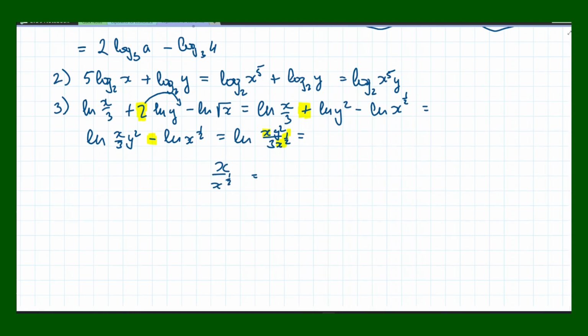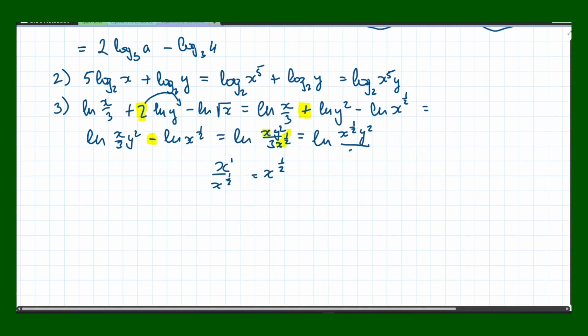Well, I need to remember that when I'm dividing the same bases, I subtract the powers, and I need to remember that x is always x to the 1. So that's going to be 1 take away a half. So that's just going to give me x to the half, but up in the numerator. So this whole log sign can be replaced as ln x to the half y squared over 3.